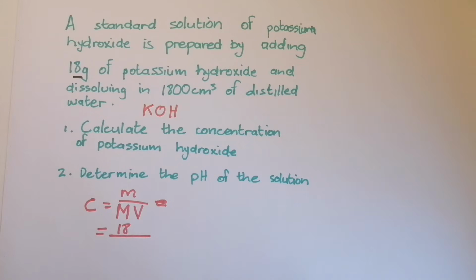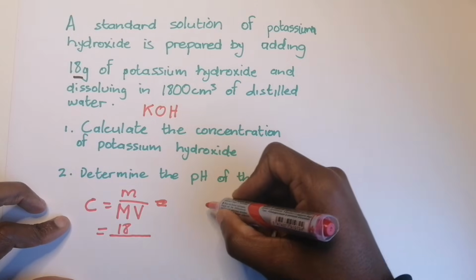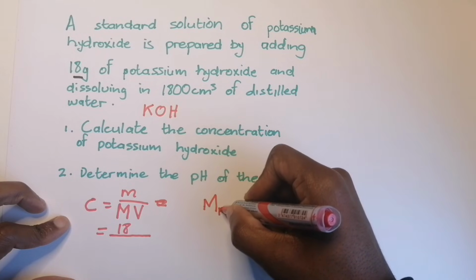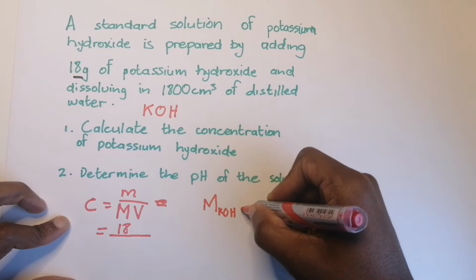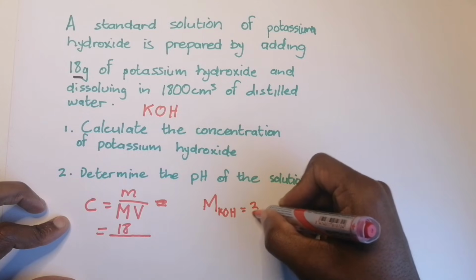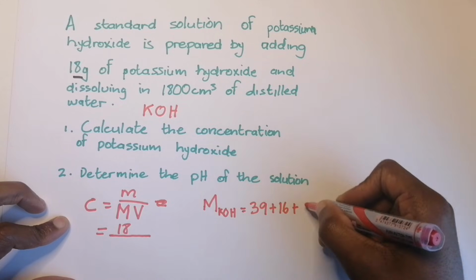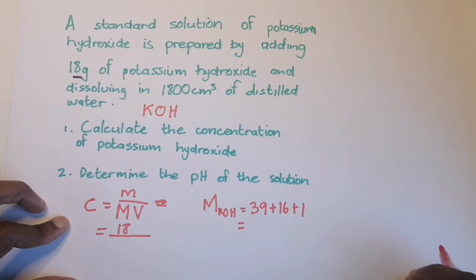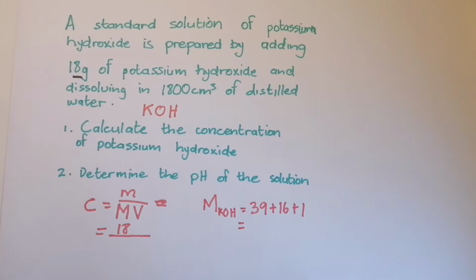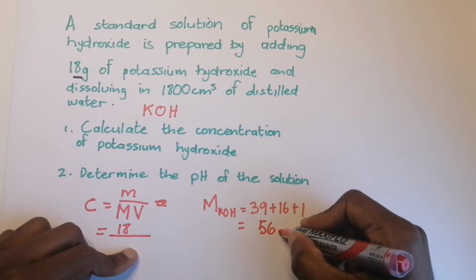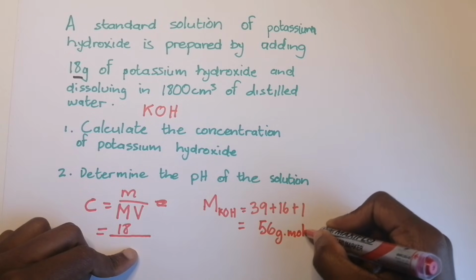So to get the molar mass for potassium hydroxide, KOH, it's simply going to be K, you remember that's 39, plus O, that's 16, and H is 1. So that's 39 plus 16 plus 1. We should be able to get 56 there, so that gives us 56 grams per mole.